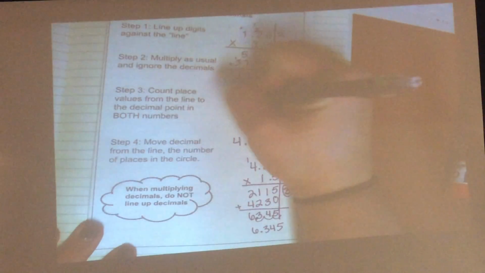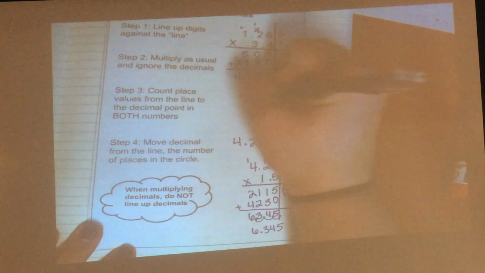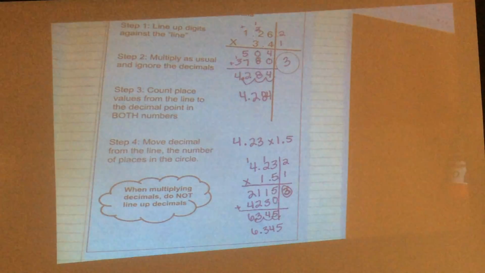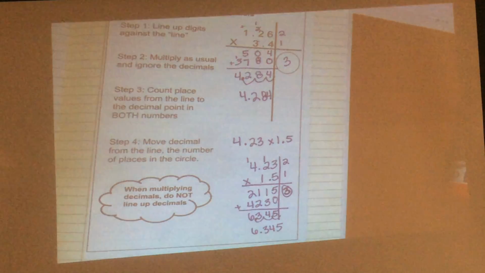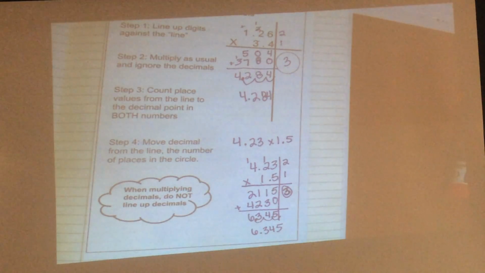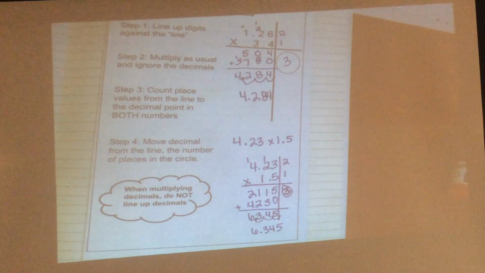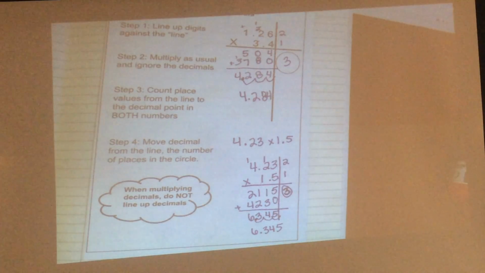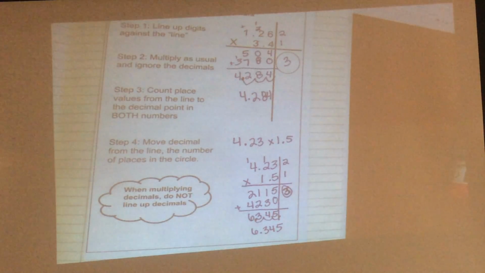The biggest thing to remember is to not line up decimals. If you do line them up, you're going to have some problems. Questions, comments, concerns?